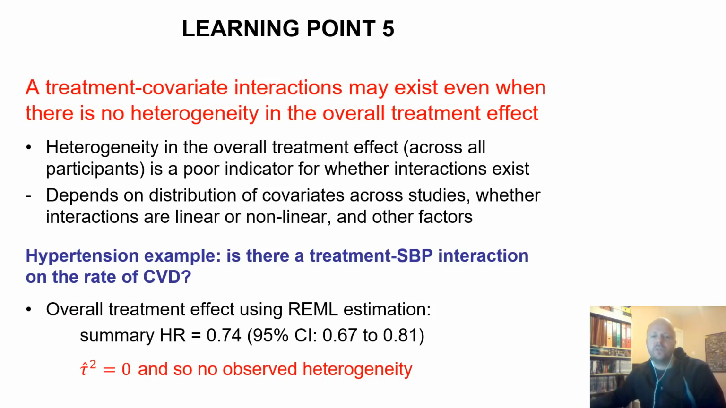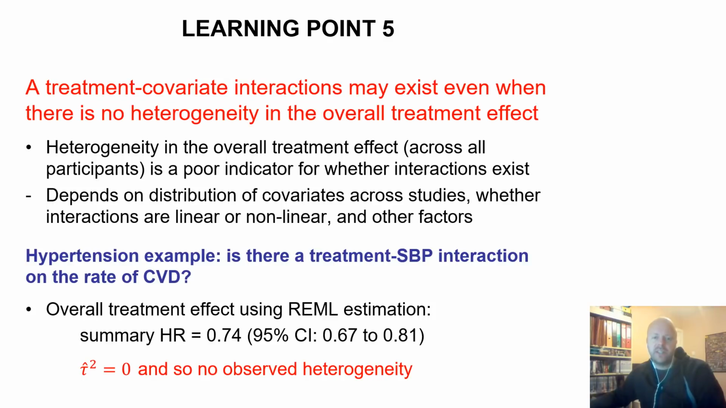Learning point 5 is to emphasize that a treatment covariate interaction may exist even when there is no heterogeneity in the overall treatment effect. And indeed, heterogeneity in the overall treatment effect is a really poor indicator of whether an interaction does exist or not. So let's have a look at an example.